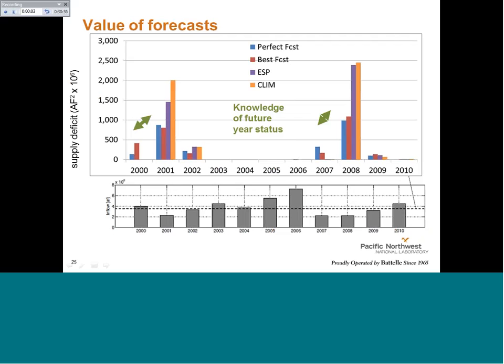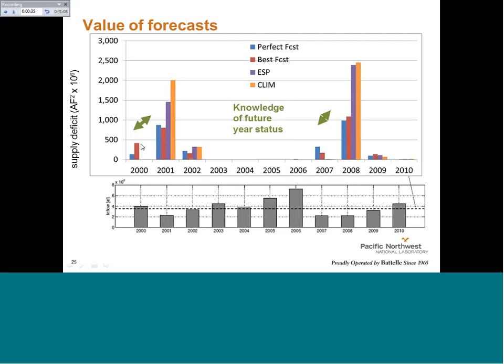So we're looking here at the cost of the objective function. This is the square of the supply deficit. The blue is the perfect forecast. The red is the best forecast. Purple is ESP, and orange is the climatology. So we had some years where we could not meet the demand, but just to give you a perspective, for the climatology they represent about 2% of the inflows that we couldn't meet.